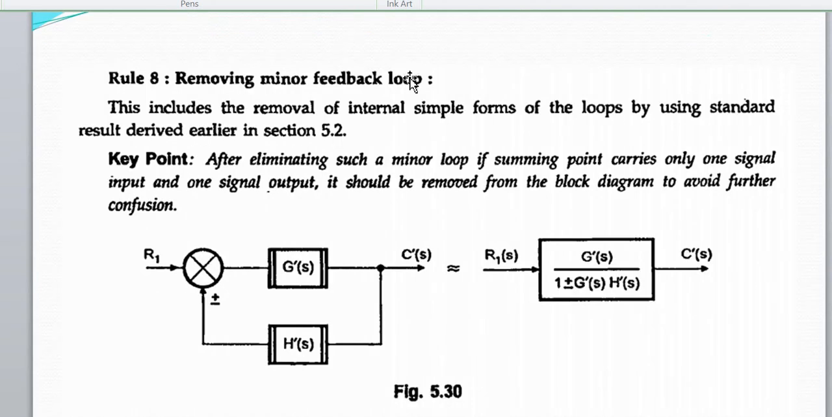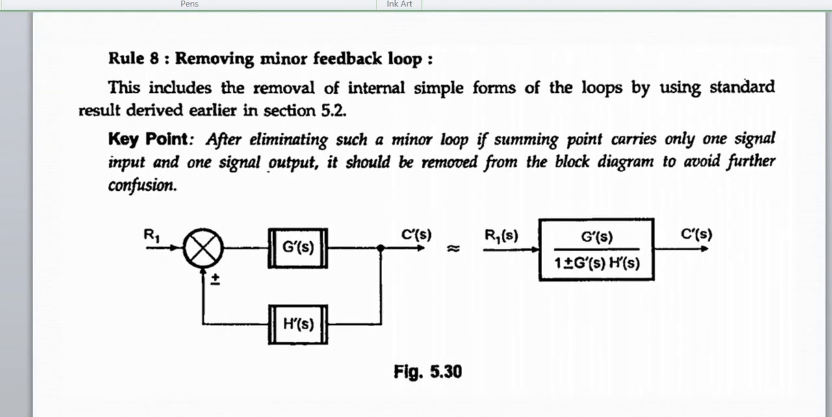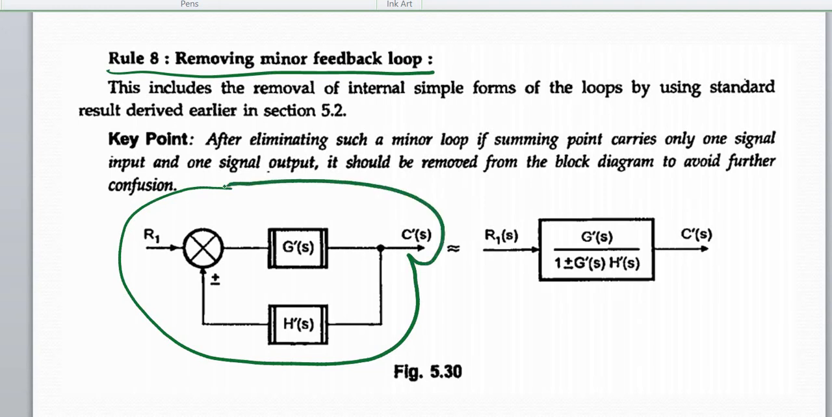Let me move to rule number 8. Rule number 8 is removing of minor feedback loop. So in the total block diagram, a complicated block diagram, in between, small feedback loops which are in canonical form are observed.